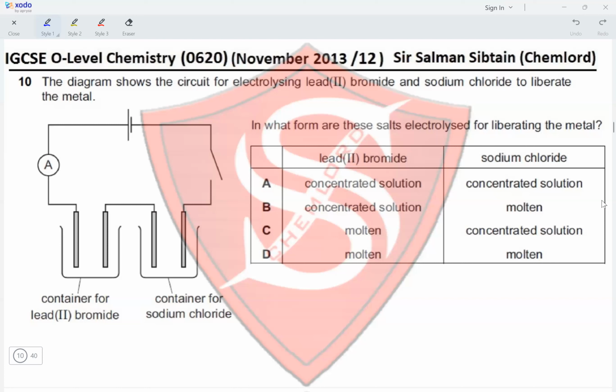So the options are concentrated solution. This is incorrect. Molten is correct. And concentrated solution for sodium chloride is also incorrect. Molten is correct, making option D the correct option for this question.